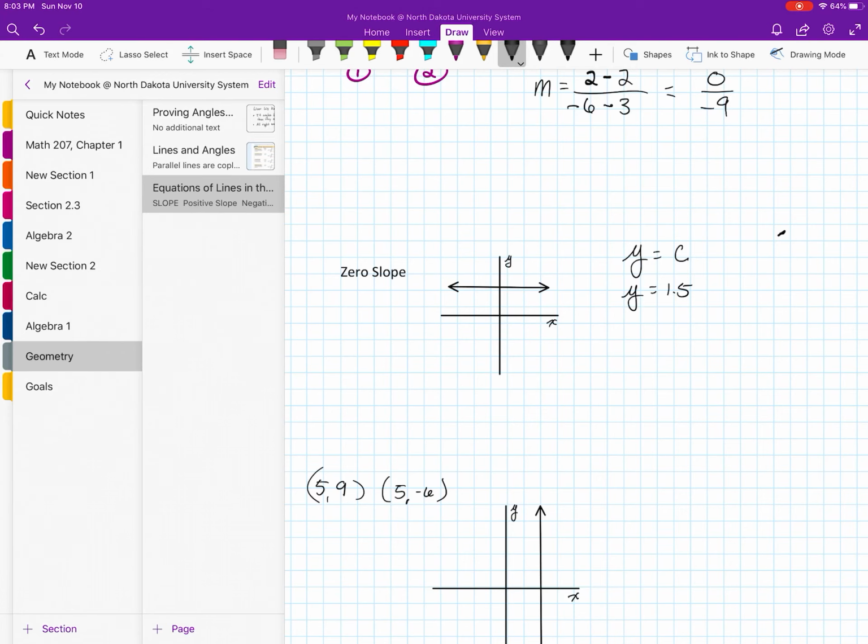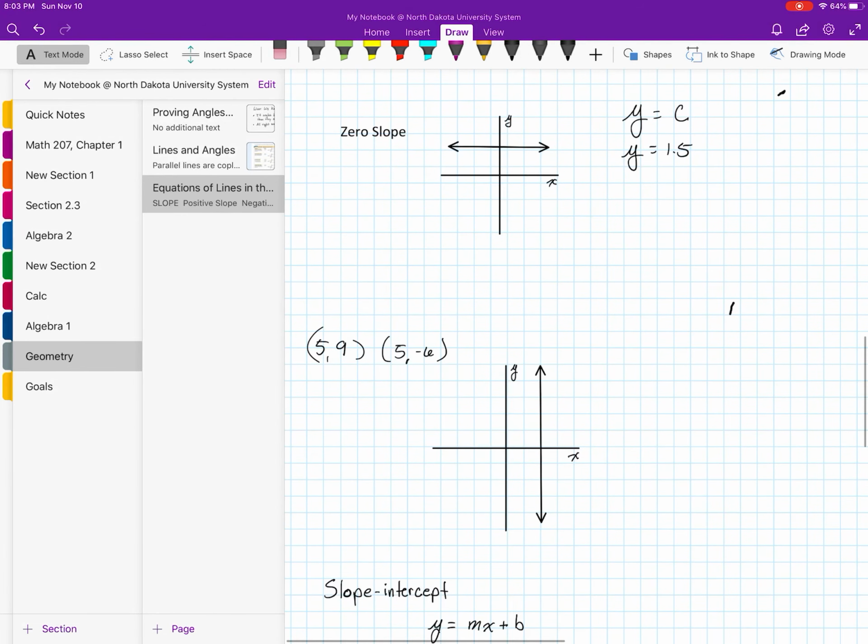So the other slope we haven't talked about is, remember this guy? Remember this? Anybody at all? Well, let's figure it out.